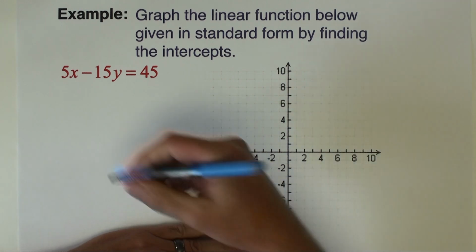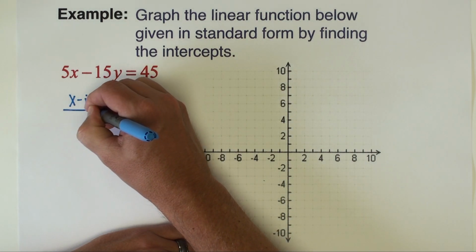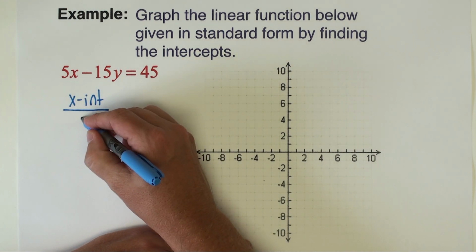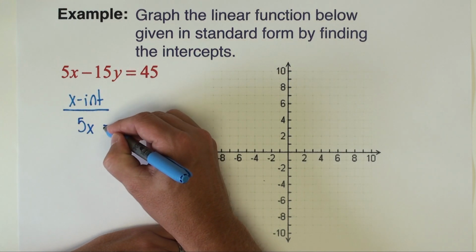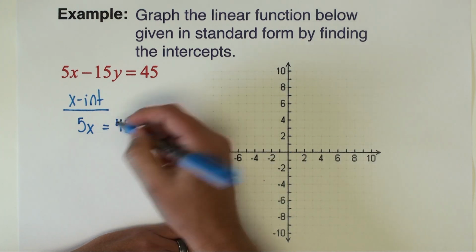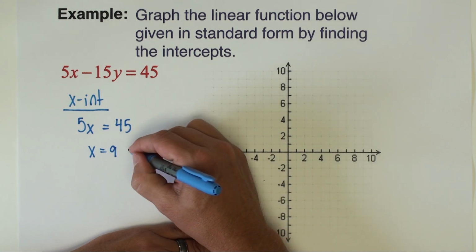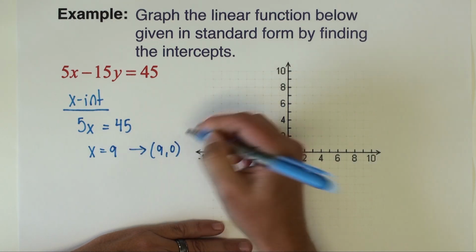So the x and y intercepts, the x-intercept. To find the x-intercept, we just take the x part of this equation and we set it equal to the constant 45. So we're going to divide both sides by 5. We get x equals 9. So our x-intercept is the point (9, 0).